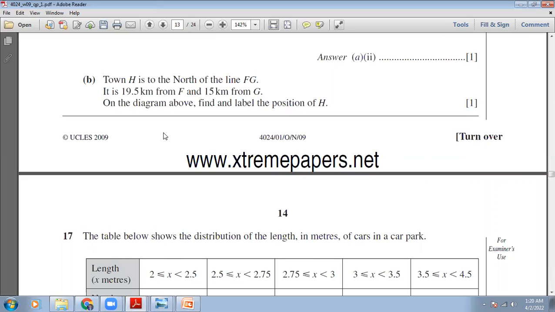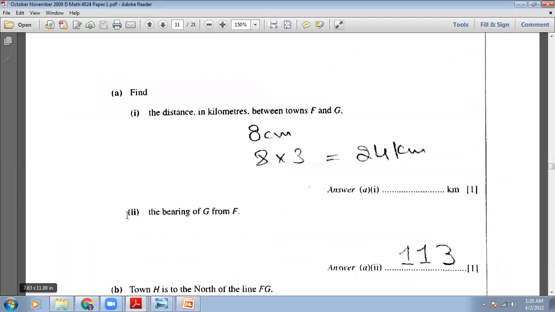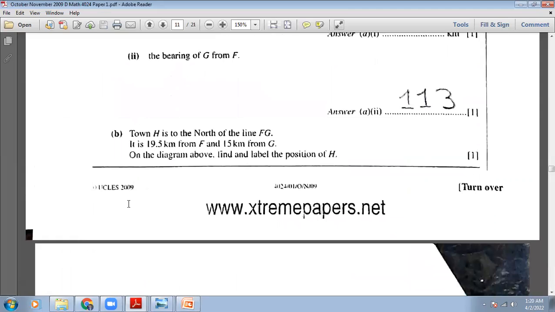Town H is to the north of the line FG. It is 19.5 kilometers from F and 15 kilometers from G. On the diagram above, find and label the position of H. Okay, very simple, straightforward question.